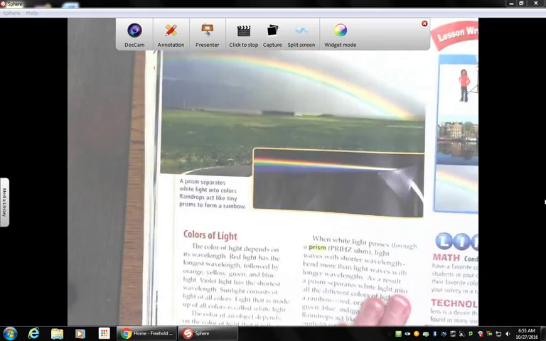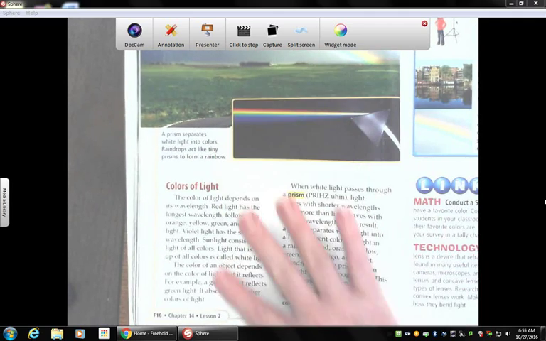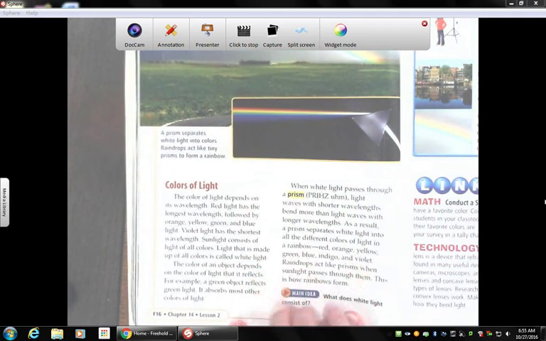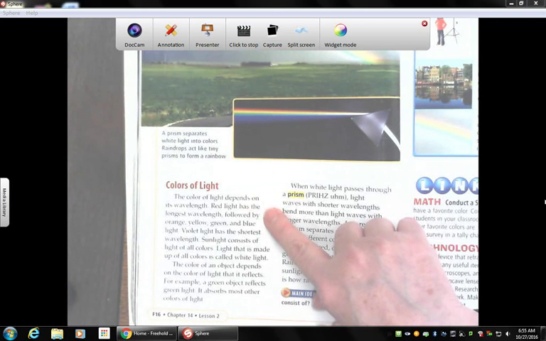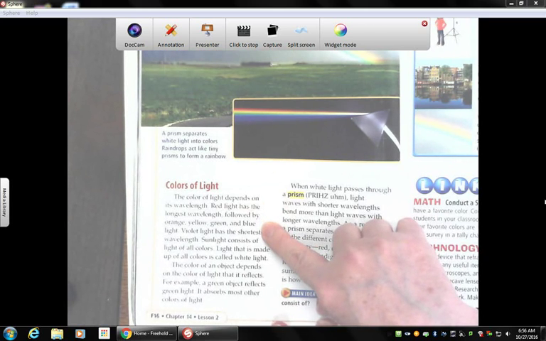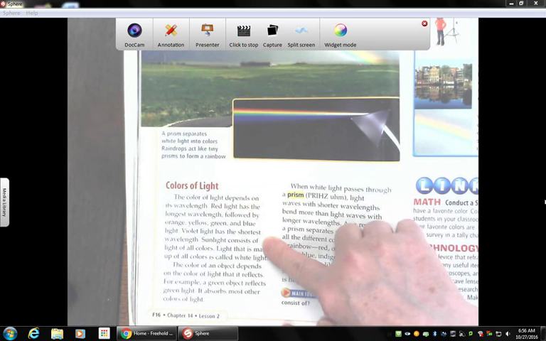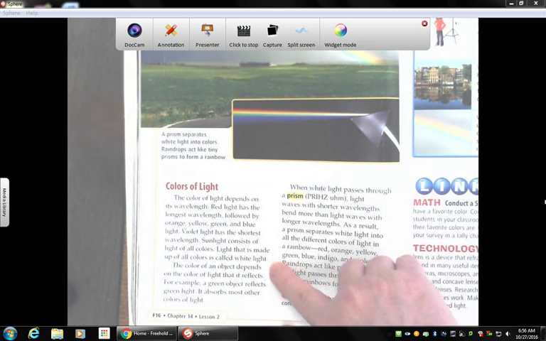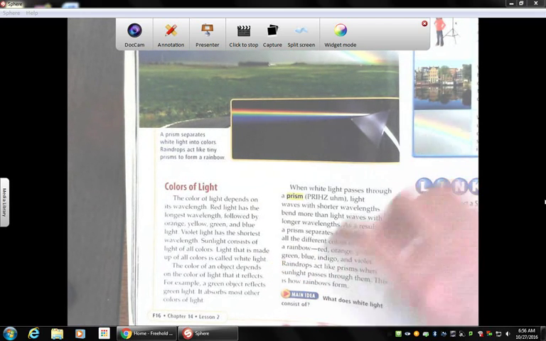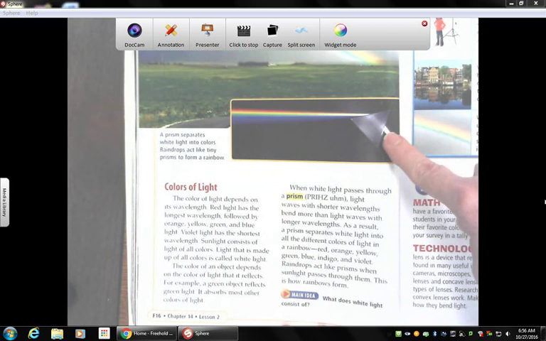And I know many of us have worked on prisms as part of our project. Colors of light. The color of light depends on its wavelength. Red light has the longest wavelength, followed by orange, yellow, green, and blue light. Violet light has the shortest wavelength. Sunlight consists of light of all colors. Light that is made up of all colors is called white light. So, white light has all the colors of the rainbow as part of it.